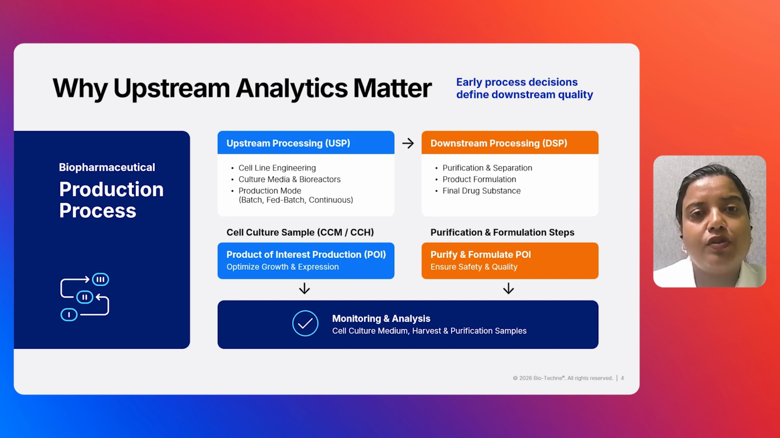As we move to the downstream processing, it focuses on purification, separation, formulation, and the final drug substance. But purification can only remove so much; it cannot undo everything that is introduced in the upstream. Therefore, monitoring and analysis is crucial. This is where the analytics tie everything together. By analyzing cell culture medium, harvest, and purification samples, we get early insight into the product quality and can make informed process decisions before the issue propagates downstream.